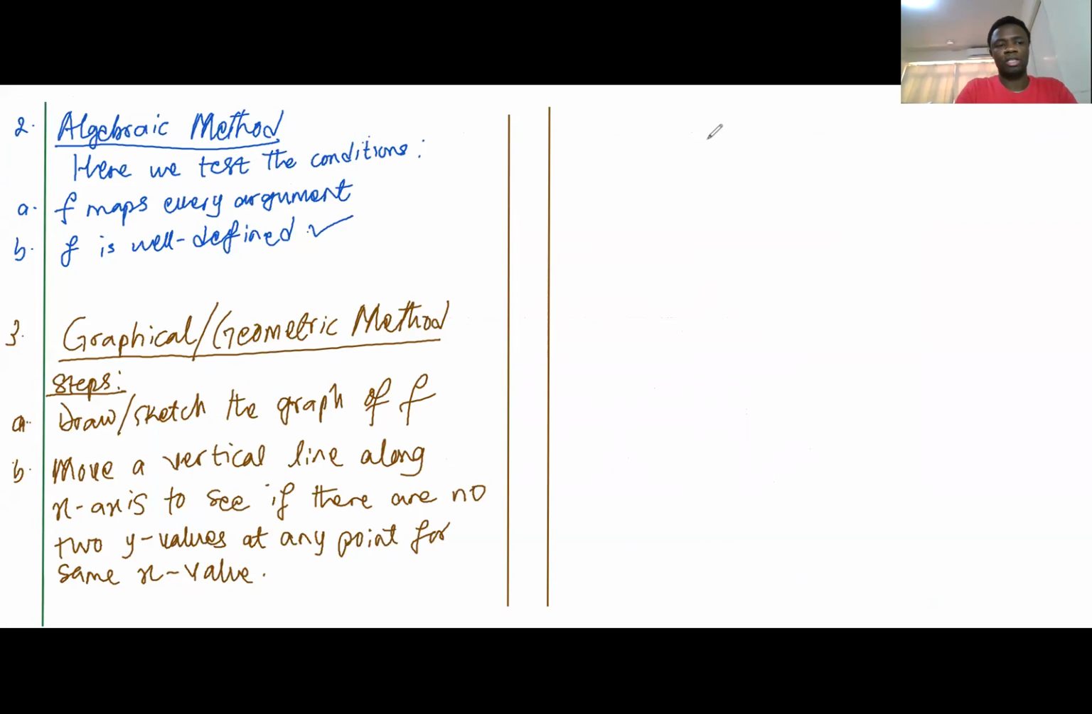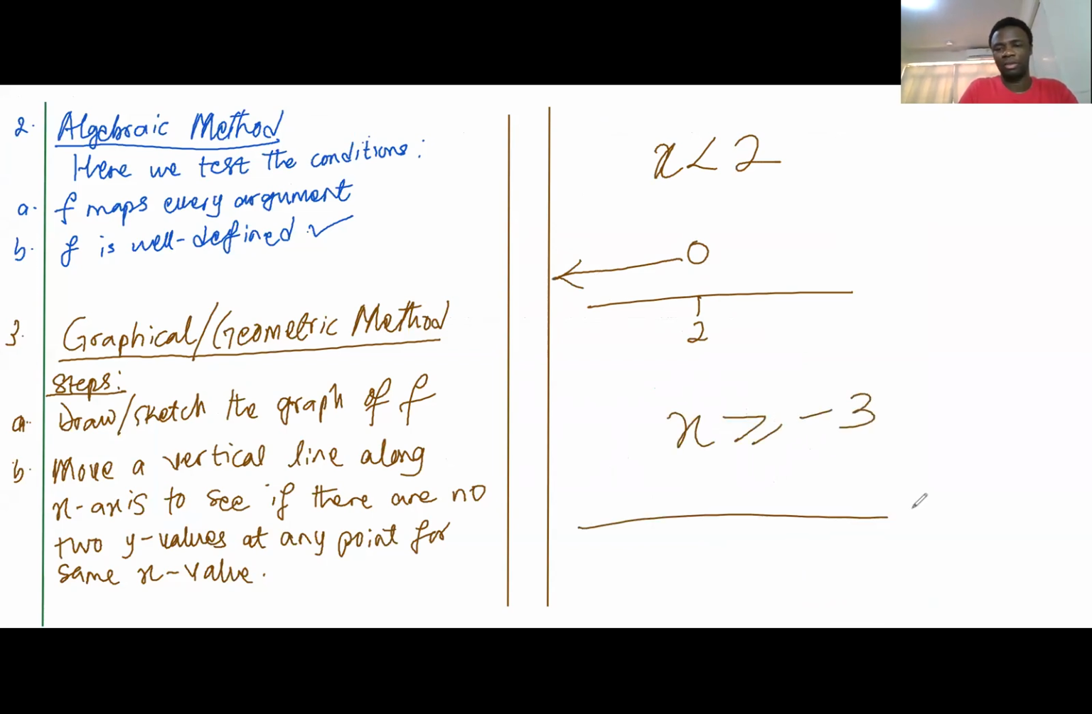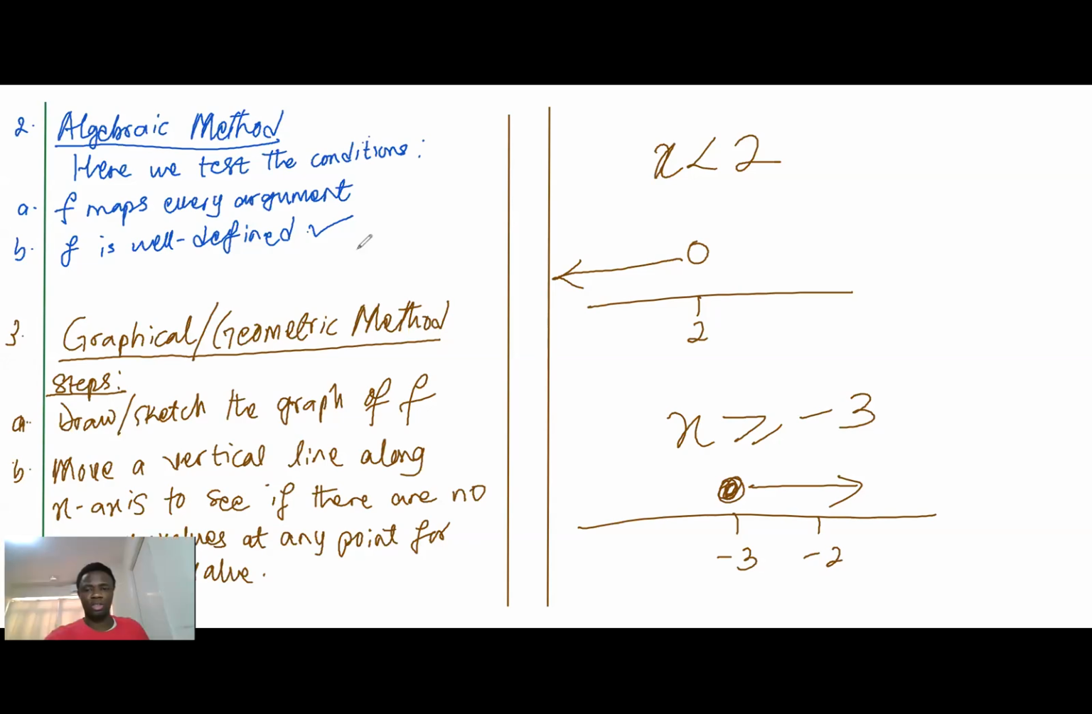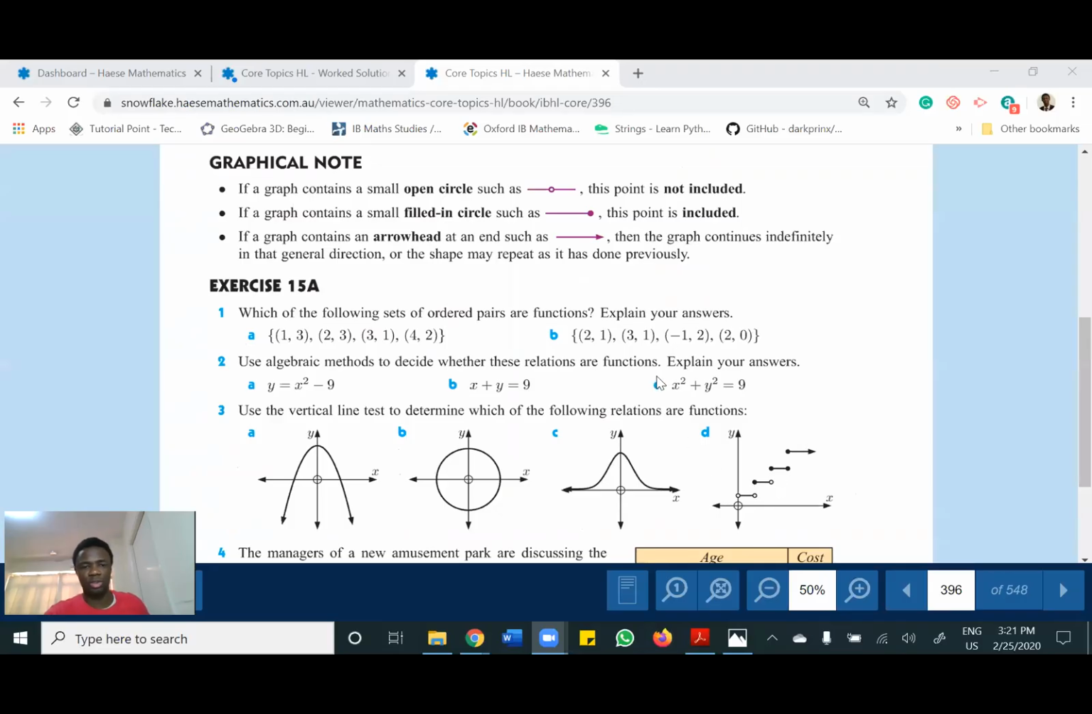If you want to draw x less than 2, the number line will look like this. At 2, you have that. But if you want to do x greater than or equal to minus 3, you remember now. So at minus 3, of course, you have minus 2 right here. You not only do this, you shade. So that's what they're saying. Everybody remember now? So that's what this means.